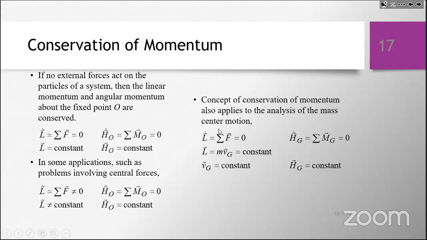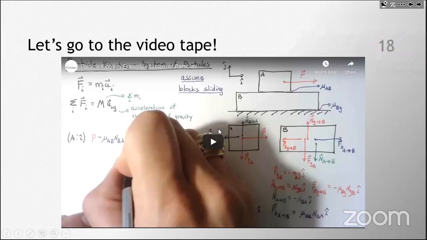We can extend this to the center of gravity as well of a system of particles. And if we do that, then we can come to the assertion, in this case, that our linear velocity is constant, right? Because mass is a constant, and if L is constant, then V has to be constant. And also that our angular momentum about the center of gravity is constant. All right, we'll watch a video.